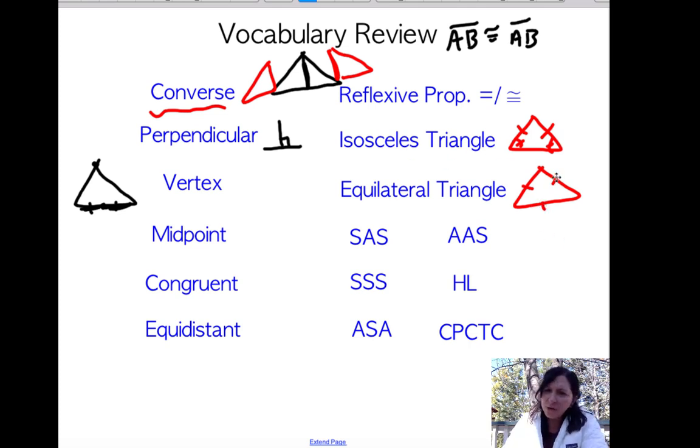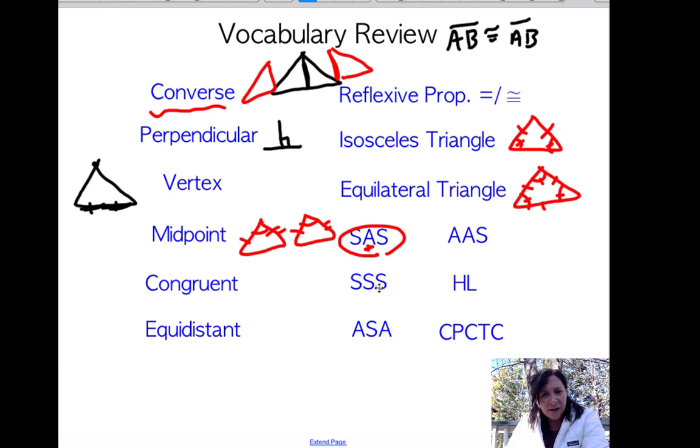Likewise, you could have an equiangular triangle, because if the sides are congruent, then the opposite angles are also congruent. SAS stands for side angle side. So if you have a side congruent to another side, an angle, notice how it's in between, congruent to an angle, and then another side congruent to another side, that's side angle side. Likewise, you could have angle angle side, side side side, hypotenuse leg, angle side angle.